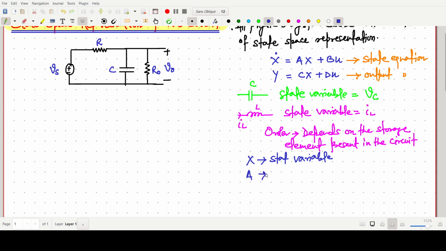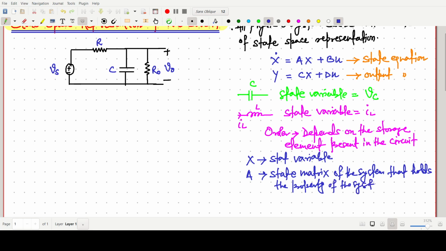A, the term A, is our state matrix. Okay, and that is the state matrix of the system, which holds the properties of the system. It will become clearer when we solve this problem.